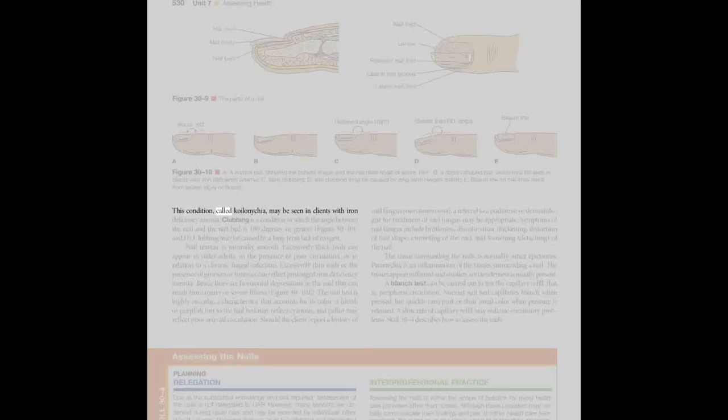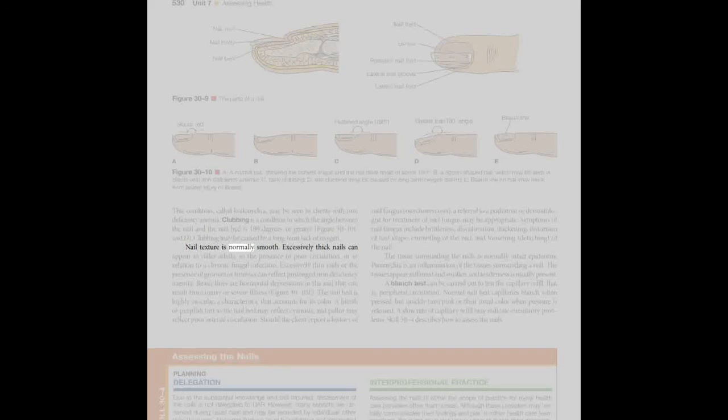This condition, called koilonychia, may be seen in clients with iron deficiency anemia. Clubbing is a condition in which the angle between the nail and the nail bed is 180 degrees or greater, Figure 30-10C and D. Clubbing may be caused by a long-term lack of oxygen.